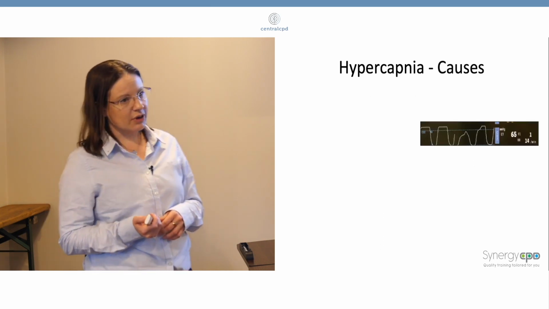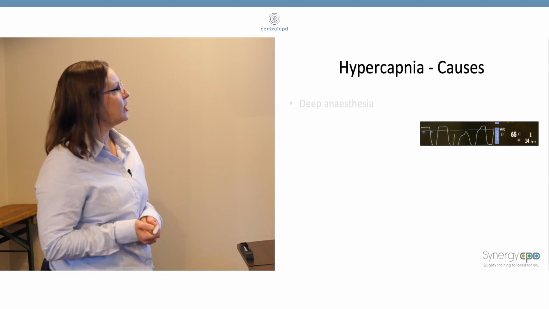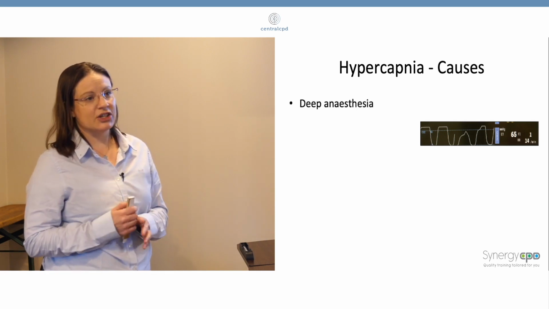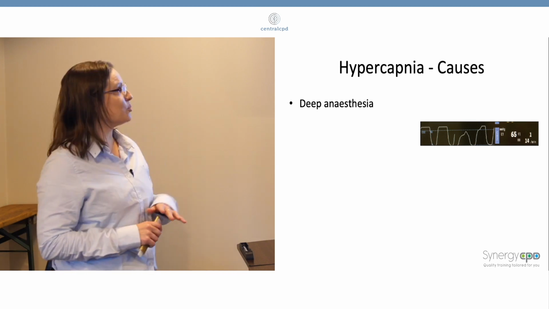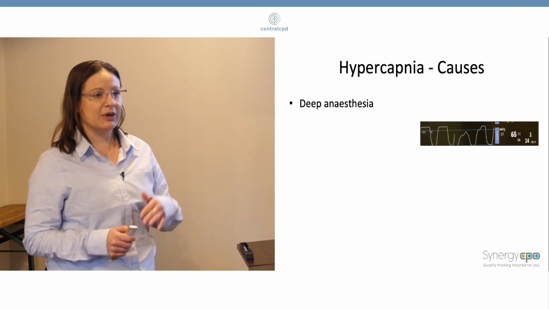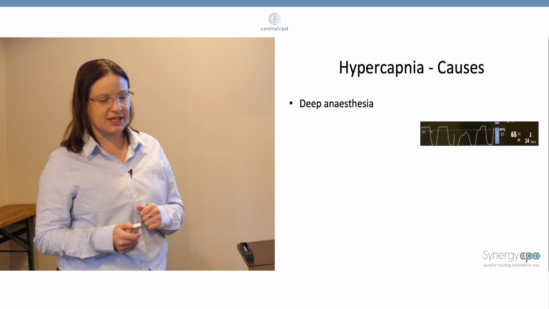The causes of hypercapnia. Number 1 is deep anaesthesia. That is the number 1 cause under anaesthesia. They're just not breathing in enough because they're too deep and you've depressed their respiratory system too far.